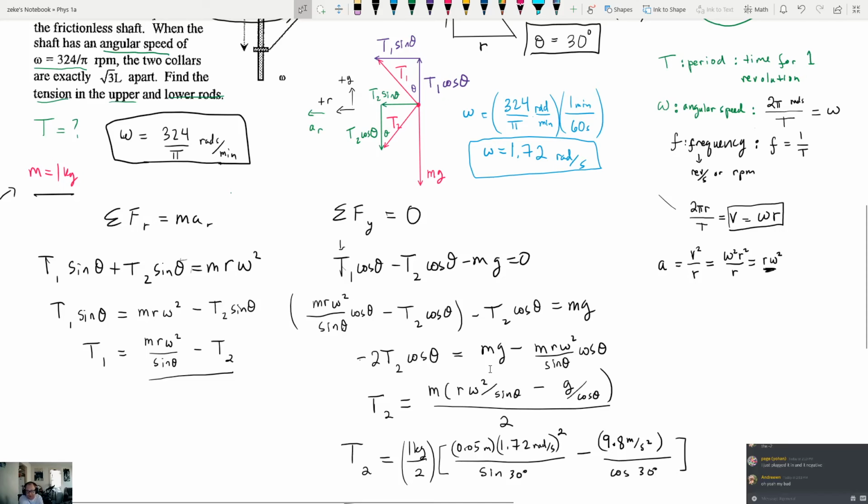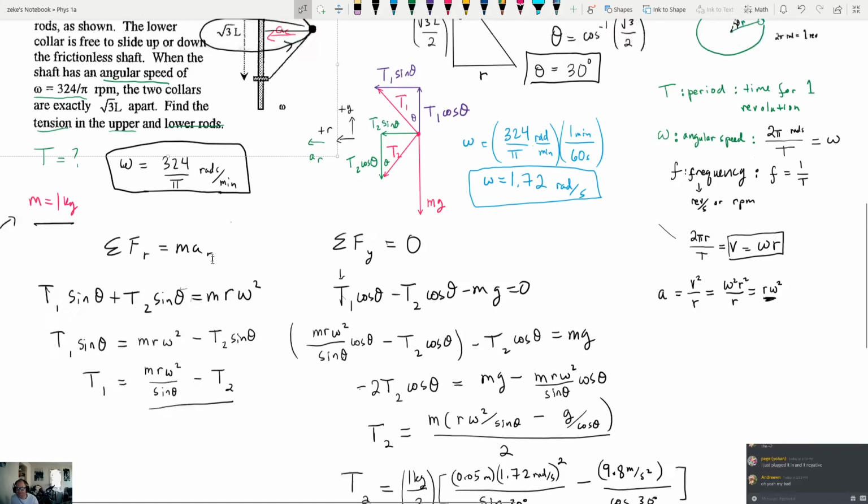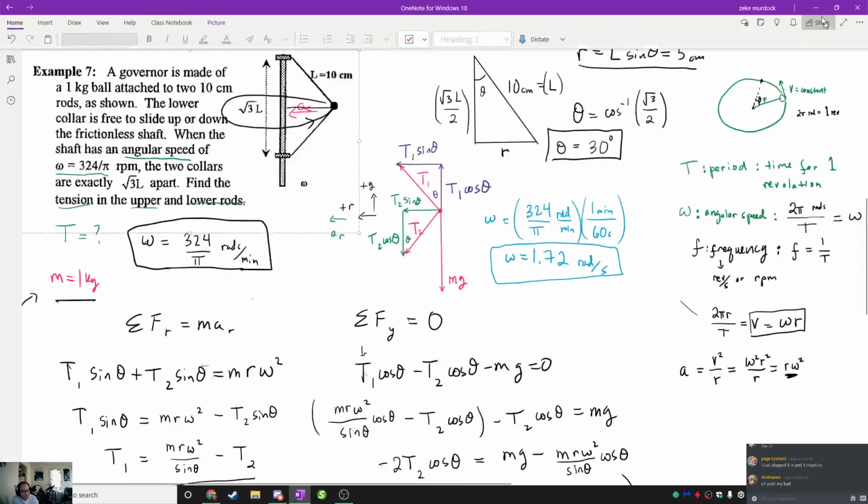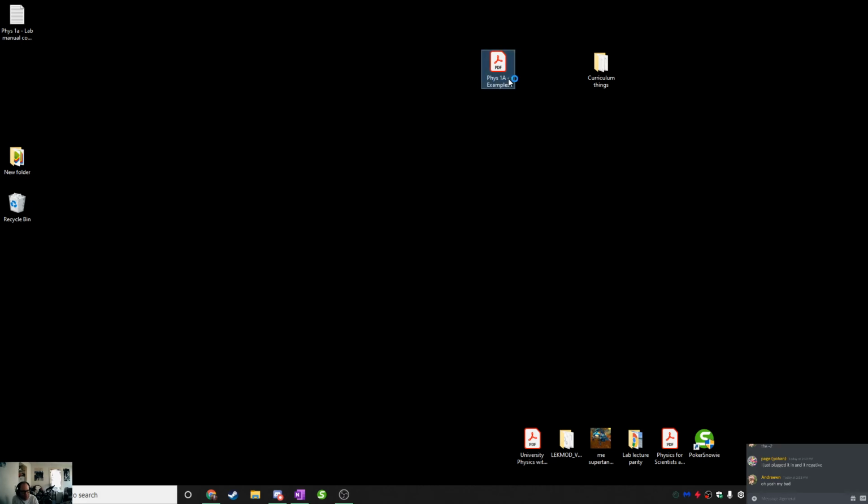I'm actually worried about this part. Like, I think this number may have... Okay, it's possible I made an algebra error, but this bothers me. This omega equal to 324 over pi RPM. Let me look at the notes. Something's weird about the way that came up there.